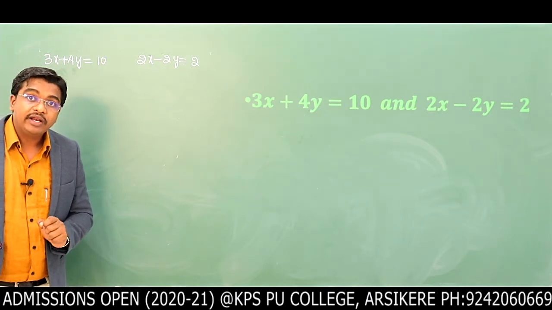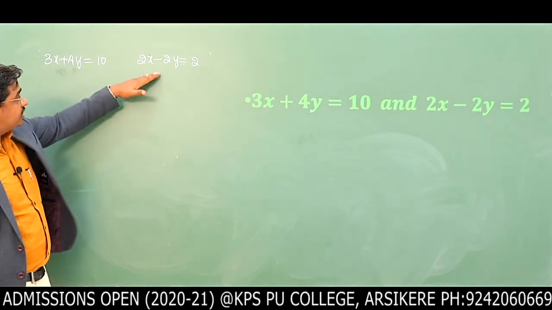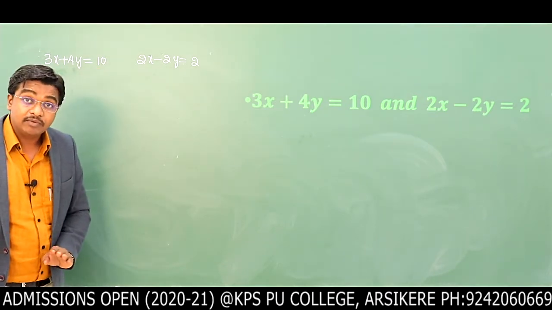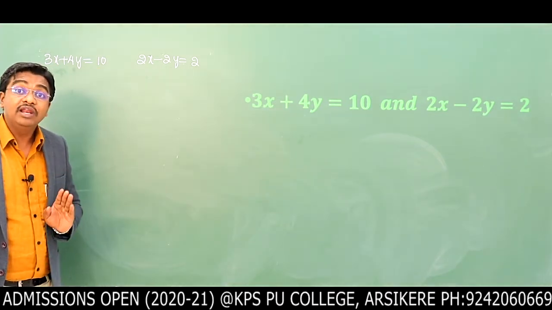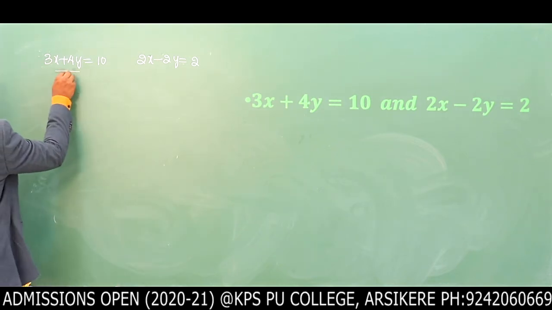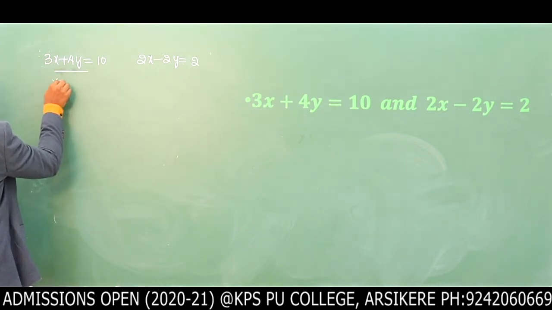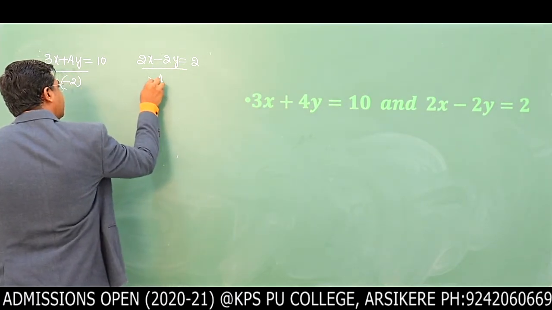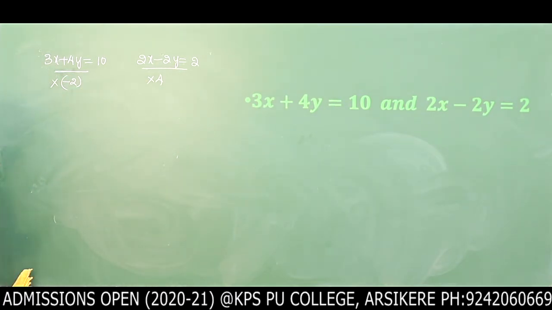Plus 4 and minus 2. I will multiply the first equation by minus 2. I will multiply the second equation by plus 4. Then what happens? The coefficients will equate for the first and second equation. For this equation multiply by minus 2 and for this equation plus 4. So it can be done this way or else.